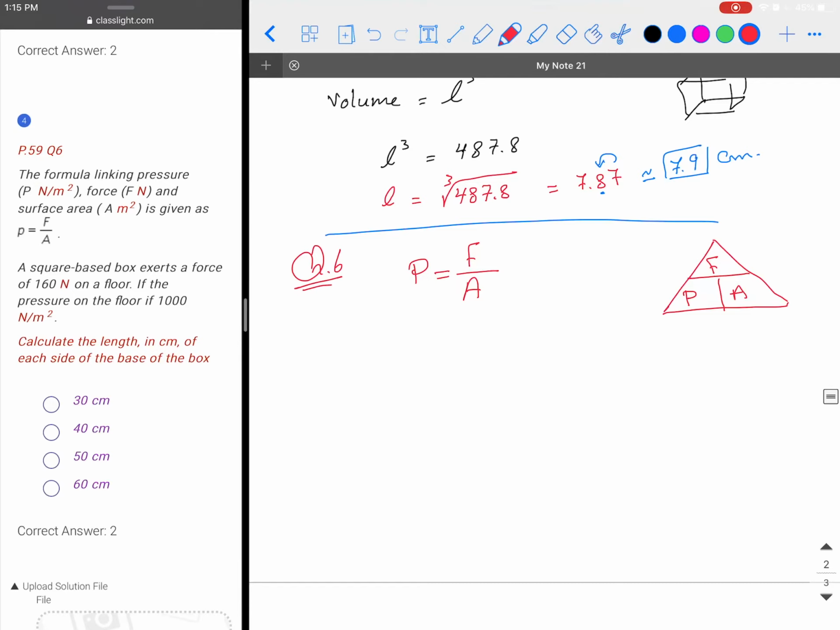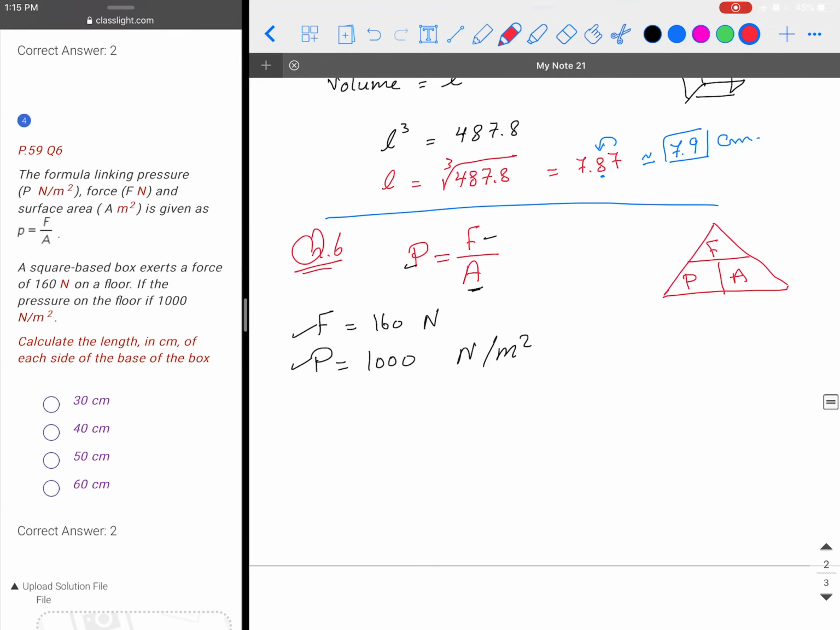So he said, a square-based box exerts a force of 160 Newton. Okay, so now I know the force, F. F equals 160 Newton. Also pressure, I know the pressure. Pressure equals 1000 Newton per meter squared. He said, calculate the length. I need to calculate the length in centimeter of each side. So at the beginning, I know F and P. F and P. So I need to calculate A. Even if he didn't ask, calculate it. You will use it, of course, to get what he is asking for.